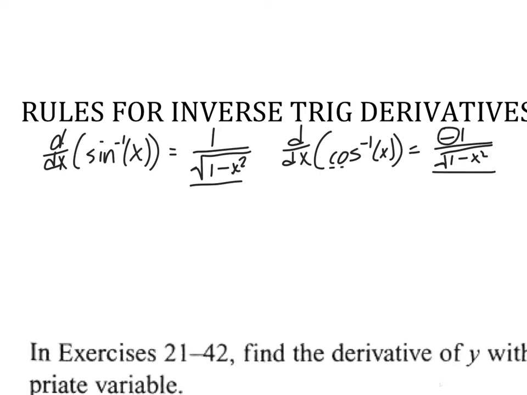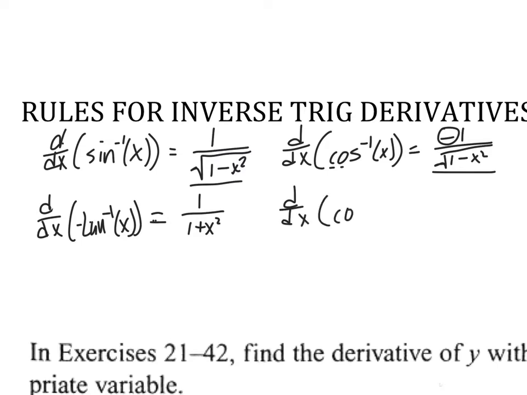So if we take a look at d dx of tangent inverse of x, then that's just going to give us 1 over 1 plus x squared. So those are the ones that we derived. Let's take a look at the derivative with respect to x of cotangent inverse of x, and that's just going to give us negative 1 over 1 plus x squared. So it follows that same pattern: the derivatives of cofunctions are negative.